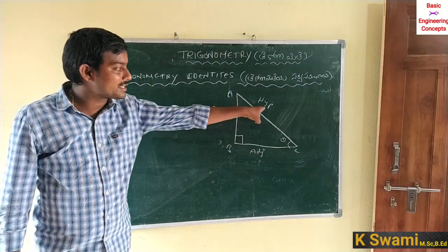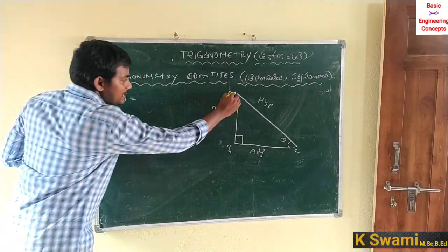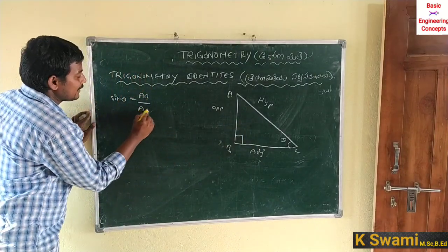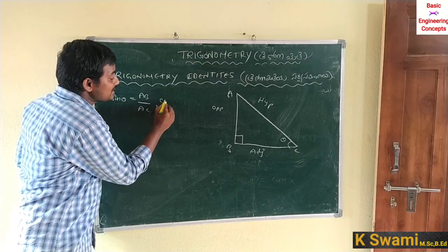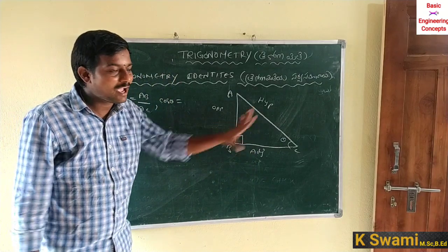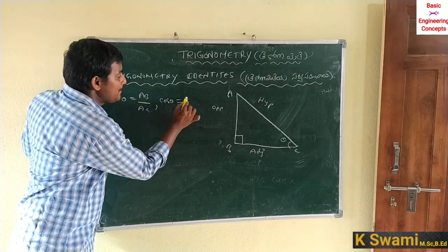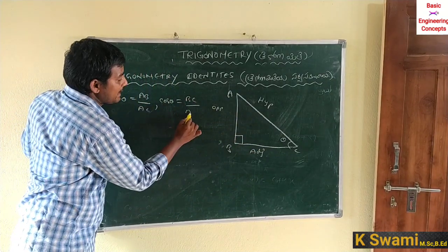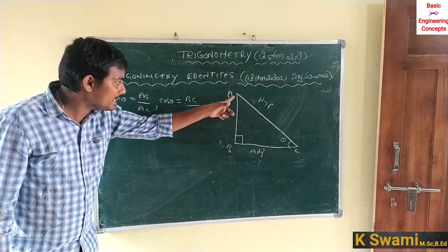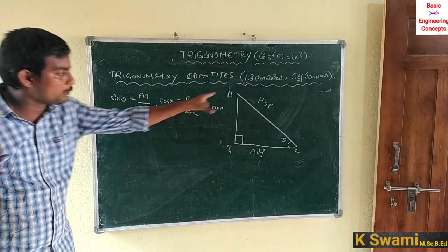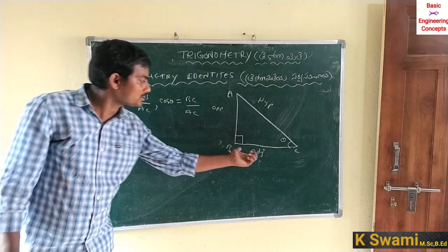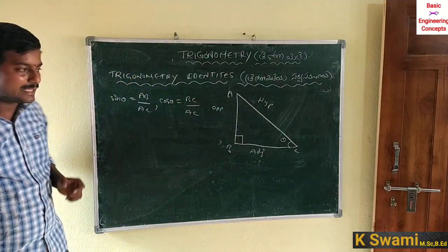So sin theta is equal to opposite side by hypotenuse, meaning AB by AC, and cos theta is equal to adjacent side by hypotenuse. The adjacent side is BC, by AC. Sin theta is equal to opposite side by hypotenuse: here the opposite side AB by hypotenuse AC, and cos theta is equal to adjacent side BC by hypotenuse AC.